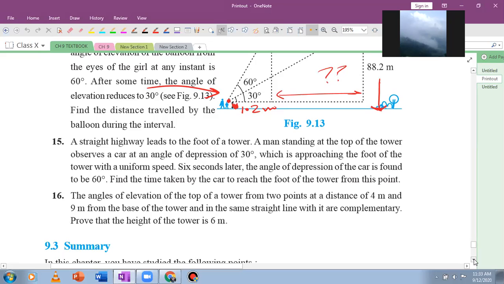A highway leads to the foot of a tower. A man standing at the top of the tower observes a car at an angle of depression 30 degrees, which is approaching the foot of the tower with uniform speed. 6 seconds later, the angle of depression of the car is found to be 60 degrees. Find the time taken by the car to reach the foot of the tower from this point.